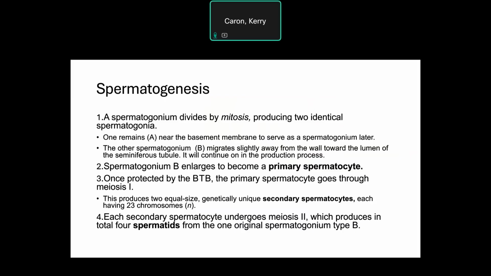Once that happens, the primary spermatocyte goes through meiosis 1, that initial division. And we're going to get 2 equal, though genetically unique, secondary spermatocytes, each having 23 chromosomes. Then the secondary spermatocytes are going to undergo meiosis 2, which is going to produce 4 spermatids, and from that 1 spermatogonium type B. So the picture may make more sense now.